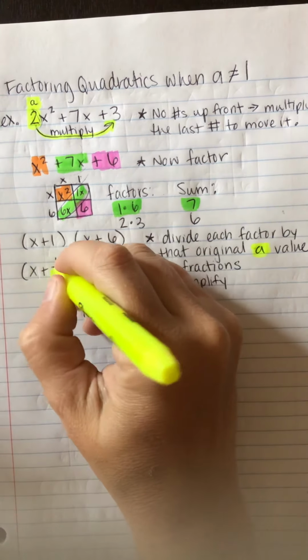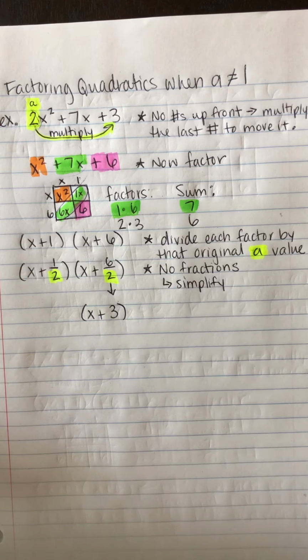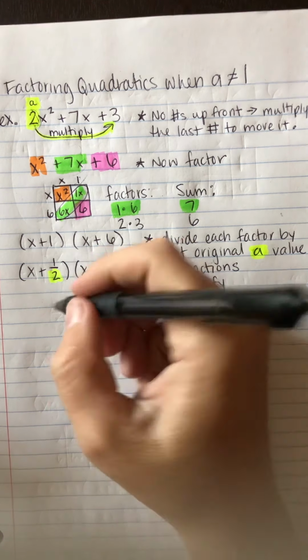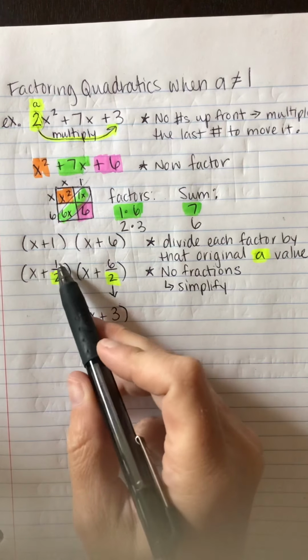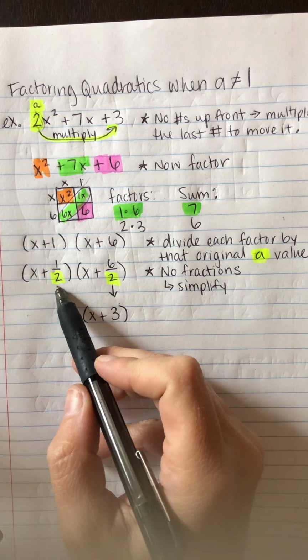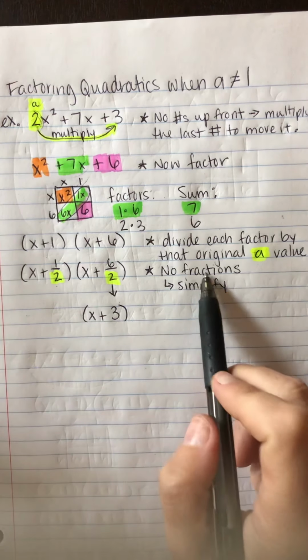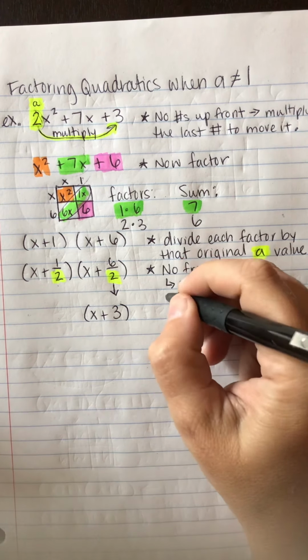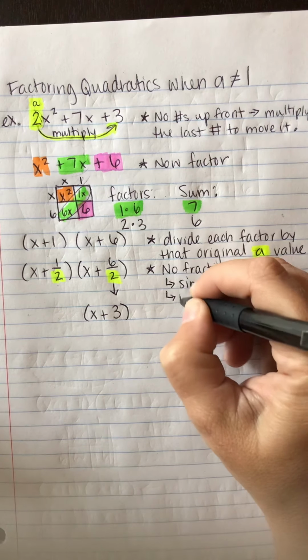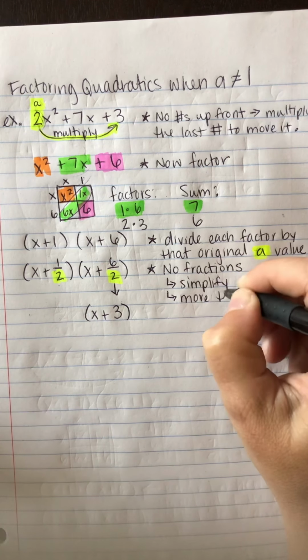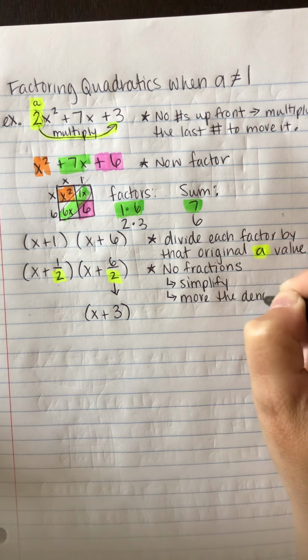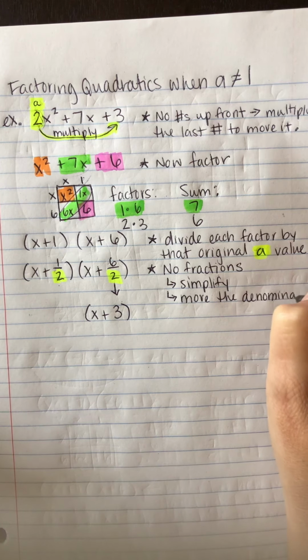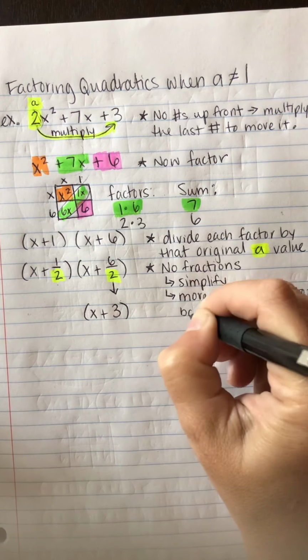Let me highlight these 2's so we know where that 2 came from. All right, but we can't simplify 1/2. If this was like 2/4, we could simplify that down to 1/2. But again, we're not allowed to have fractions. So if you can't simplify, or if you already have simplified and you still have a fraction, you need to move the denominator back to the front.